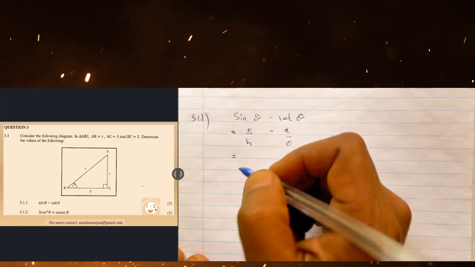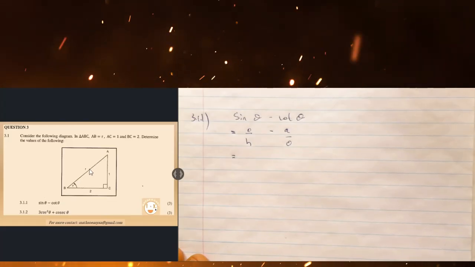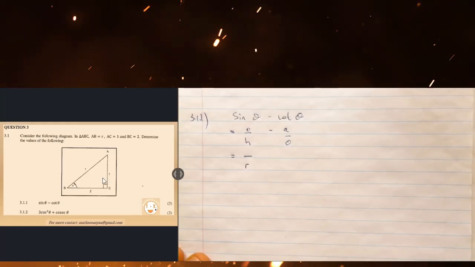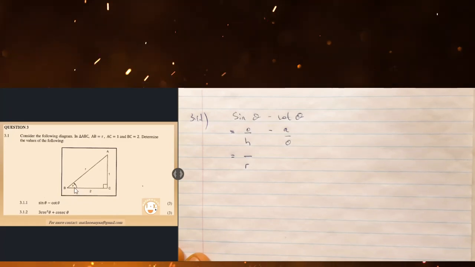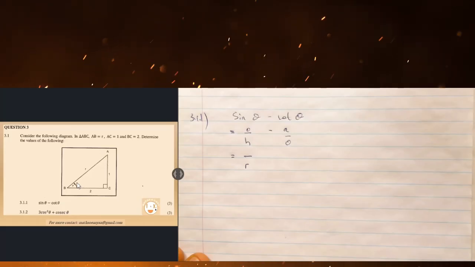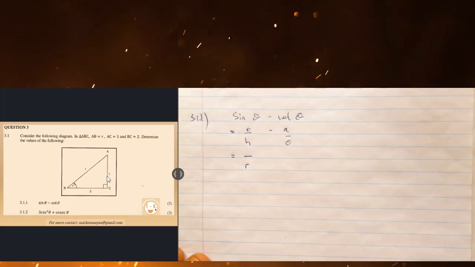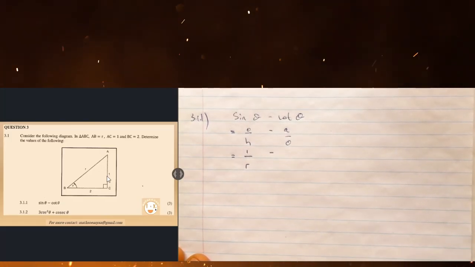Then opposite our theta. Let's look at the picture on the left. So hypotenuse is r. So we put r. And opposite that angle there. These two are next to or connected to this angle, so we don't use those. We use the side opposite, which is 1.